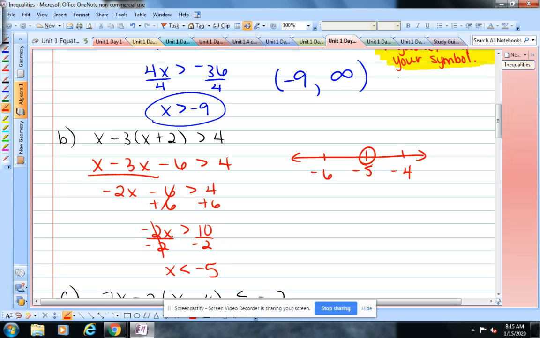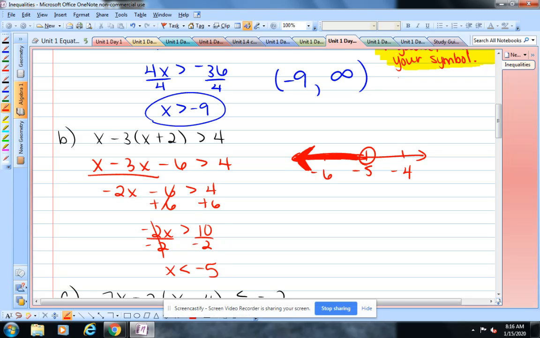All right, now which way do we shade our arrow? To the left or to the right? Because I want to show the numbers that are going to be less than negative 5. So I go to the left. There, left. Just make sure I can tell the difference, okay? All right, any questions on the number line?